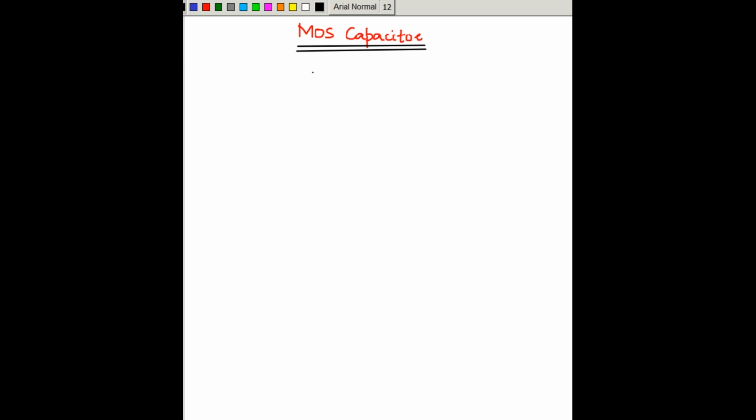Based on the requests made by most of you that you want me to make a video on the MOS capacitor, so here it is. So basically, what is a MOS capacitor? MOS capacitor, if we decipher the words, it is metal oxide semiconductor capacitor.